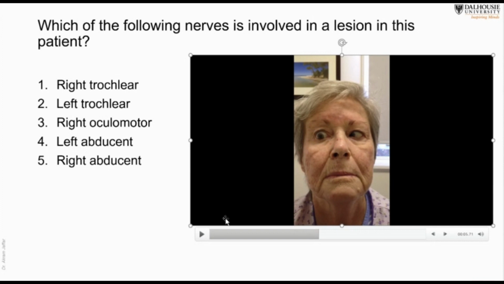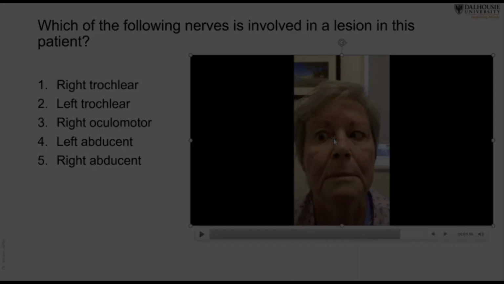These are simple movements. These are not complicated or compound movements. I will repeat that again. To your left again, to right. So the patient was able to move this eye medially because the medial rectus was intact. Medial rectus is supplied by the oculomotor nerve.